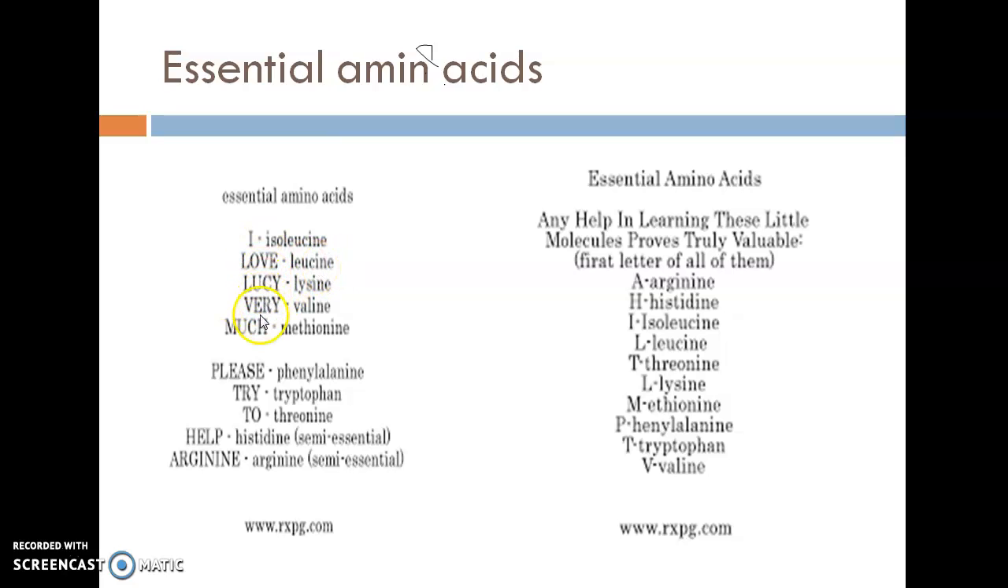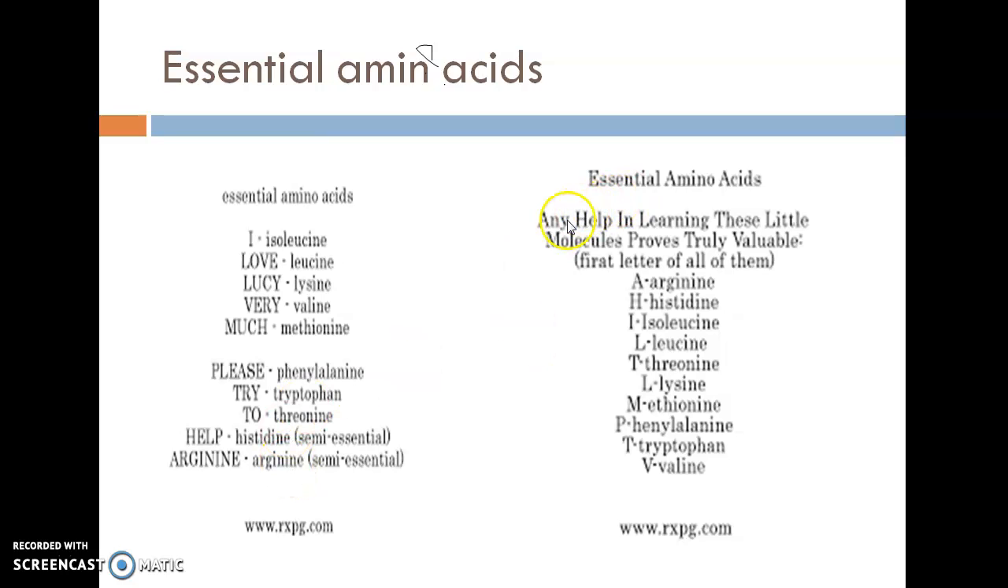I love Lucy very much. That is I for isoleucine, L for leucine, L for lysine, V for valine, and M for methionine. Please try to help arginine. That is the mnemonic that you can study. I love Lucy very much. Please try to help arginine. P is for phenylalanine. T is for tryptophan. T is for threonine. H is for histidine, which is a semi-essential one. Arginine is a semi-essential one again.